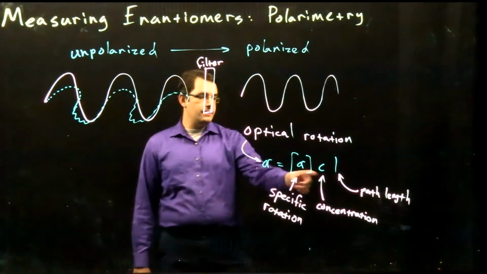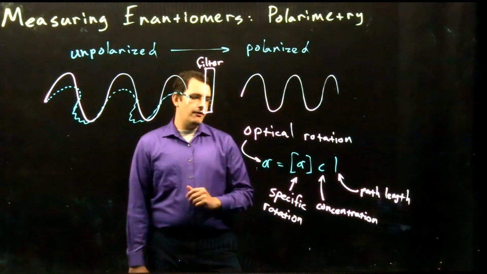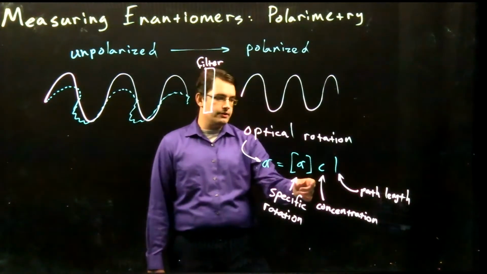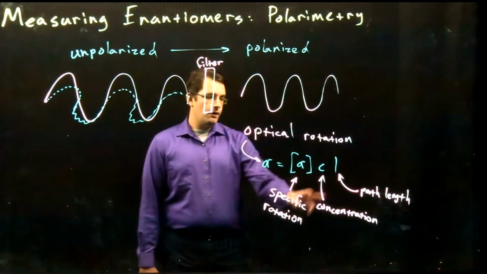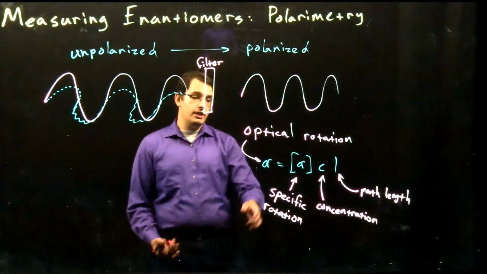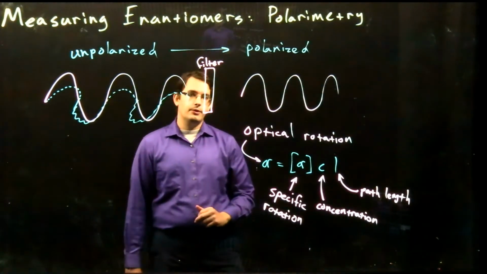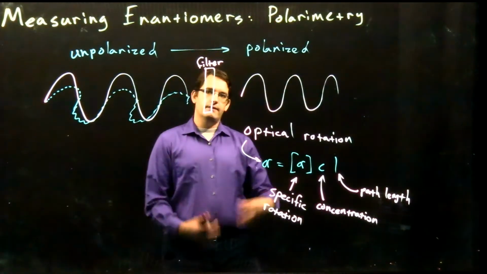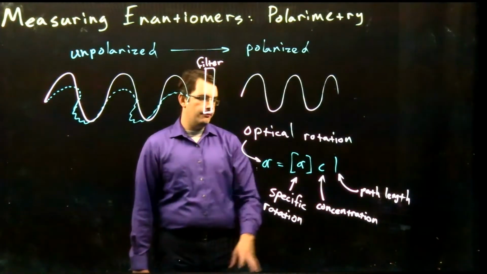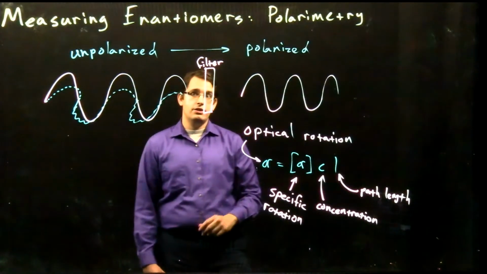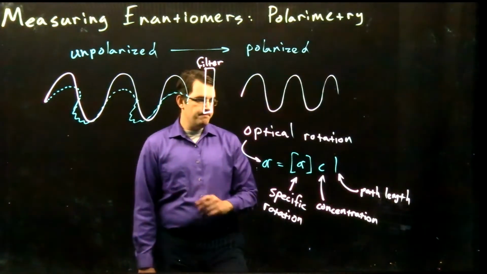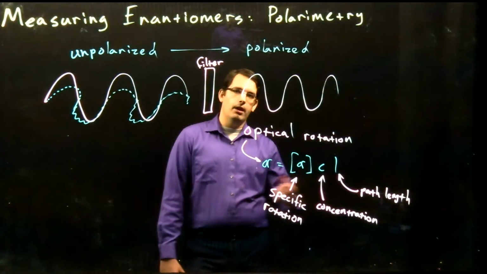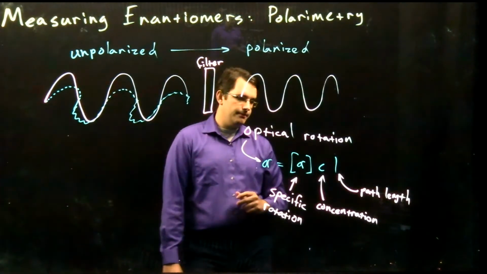And we can actually use these to determine our other parameters, right? If we know the concentration and the path length, those are fairly easy to determine, we can then measure the specific rotation if we see what our optical rotation is. And that would tell us something about our molecule, right? We can match the specific rotation to the specific rotation of a known enantiomer, and that can tell us what molecule we have in our solution.